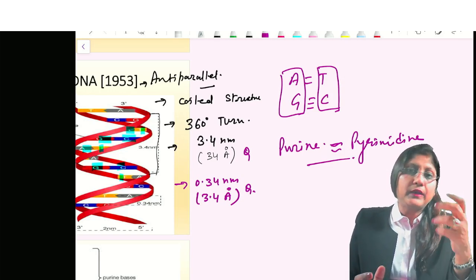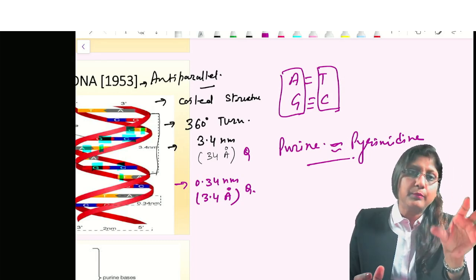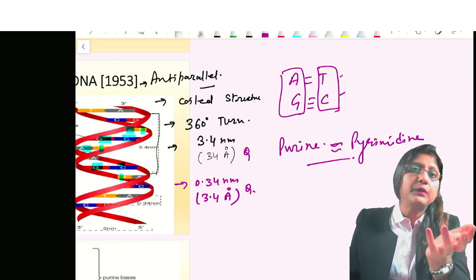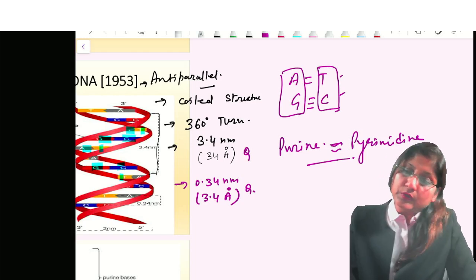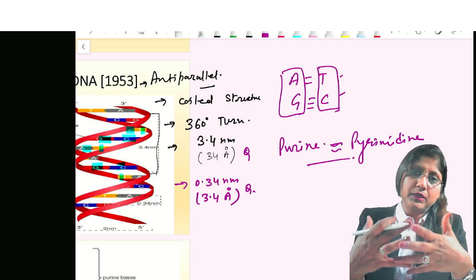Adenine and guanine are purine bases, present in the purine nucleotides. Thymine and cytosine are going to be pyrimidine bases, present in the pyrimidine nucleotides. So the purine nucleotide bases are always connected with the pyrimidine nucleotide bases.